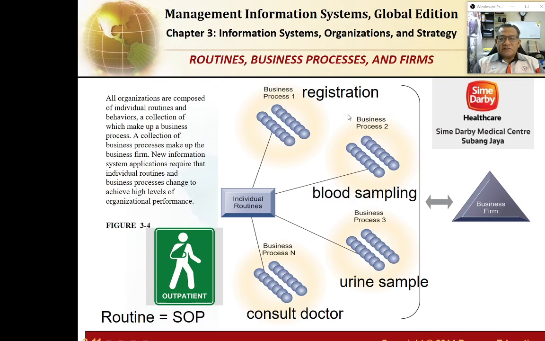So business process 1, 2, 3, 4, and 5 is basically a standard business process, right? It must follow certain steps in order to get the service completed. So those are basically the routines and business processes within a firm.